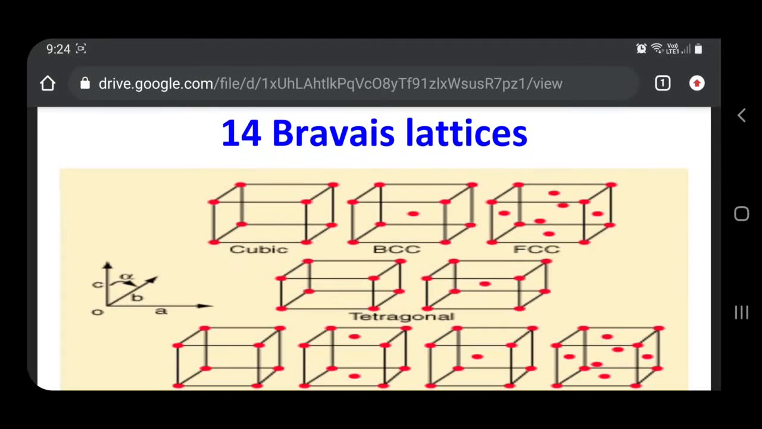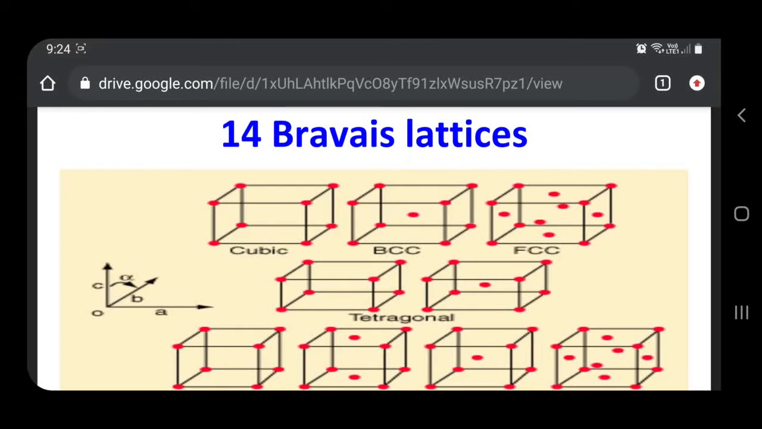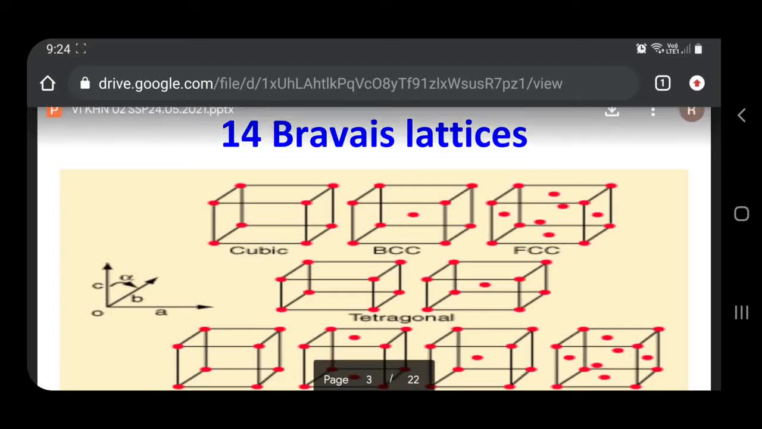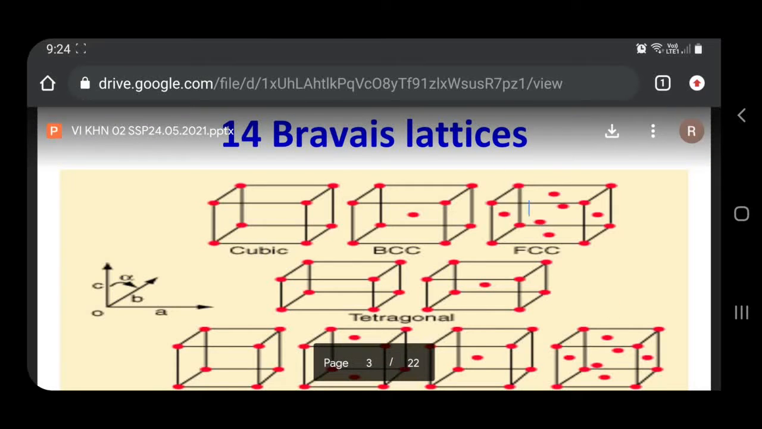You can find the first one, the cubic system. In the cubic system you have 3 Bravais lattices, as I mentioned. You see the first one is the primitive cell. You can observe the presence of atoms only at the corners, no other atom in the interior or anywhere.